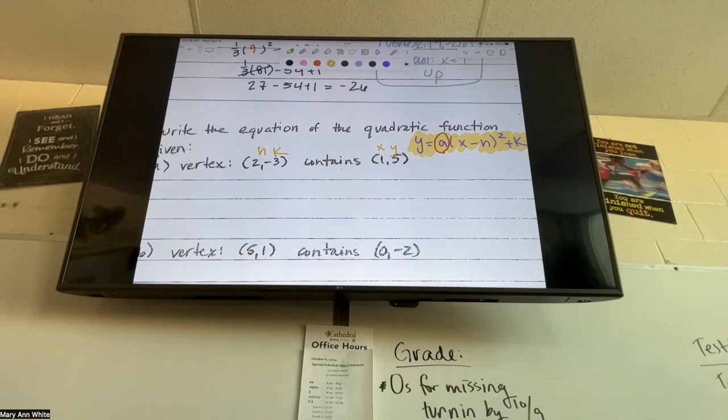Maybe let me be a little bit more intentional about these colors. So let me make this x and y. Okay, so I'll start by saying 5 for y. y is equal to a, we don't know what that is, times x, which is your 1, minus h, which is 2, squared, plus k, which is negative 3.